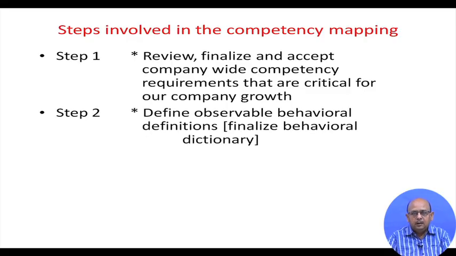Then you have to identify certain competencies using either a dictionary or other things, which can be observed through behaviors. Okay. So, basically you are going to define observable behavioral definitions through a dictionary. Okay. So, these are the competencies which would be required for an organization when it comes to identifying their core competence, and this has to be there in order to perform very well.